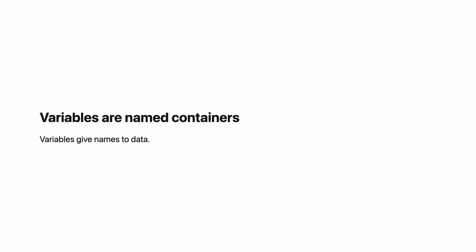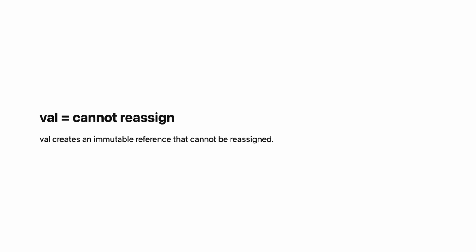Why? Because immutability makes code easier to understand. You see a val, you know it will not change. You can trust it. When you read code with val everywhere, you know the values are stable, no surprises, no hunting for where a value was changed.